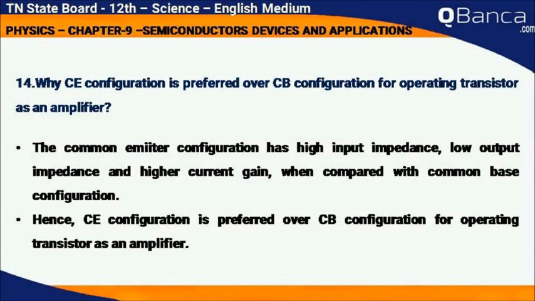Why is CE configuration preferred over CB configuration for operating a transistor as an amplifier? The common emitter configuration has high input impedance, low output impedance and higher current gain when compared with the common base configuration. Hence, CE configuration is preferred over CB configuration for operating a transistor as an amplifier.